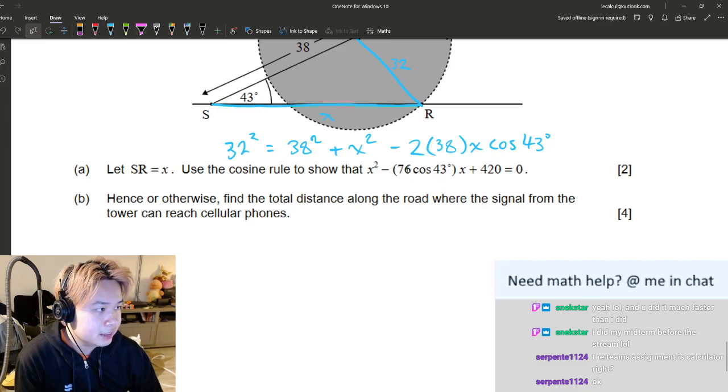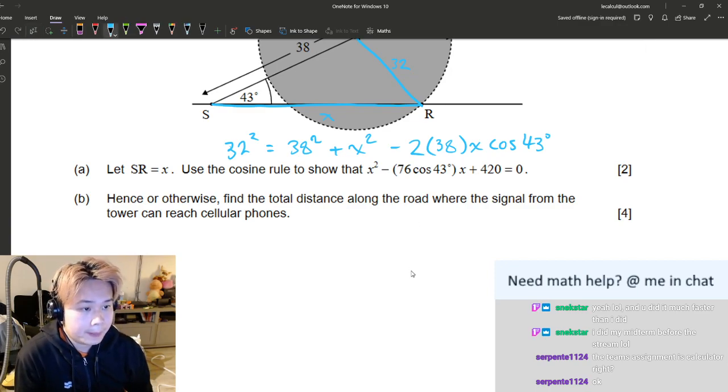Right? 2 times 38 is 76, so all of this stuff is right here. There's your x squared, right here. And then I'm sure 32 squared and 38 squared make 420. So that's probably right. So this becomes this.